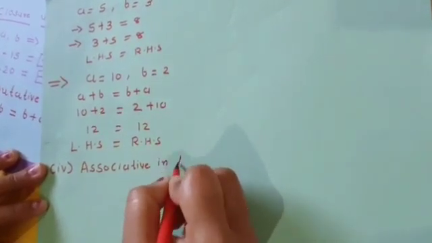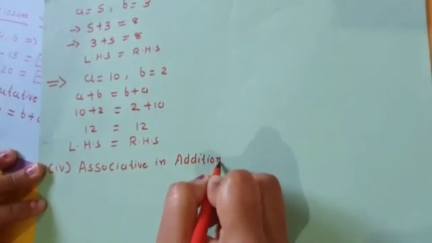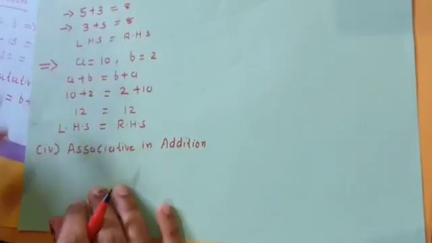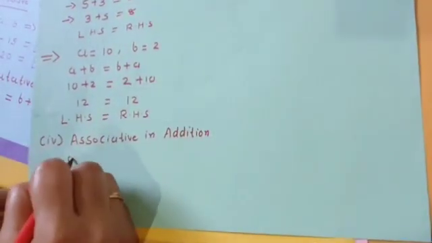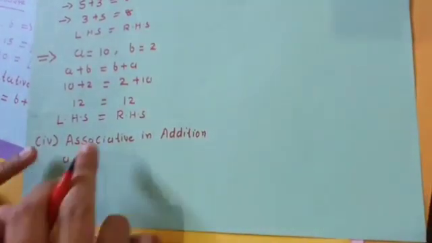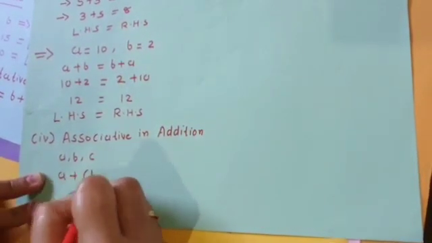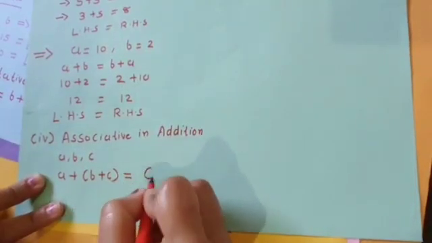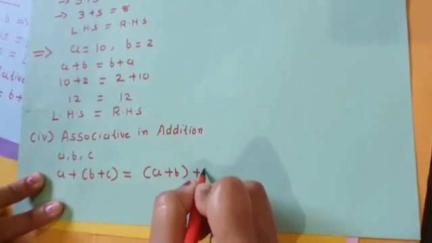In addition, in the previous property there were only two terms, A and B. Here we will introduce another one, that is C. A, B and C. So the statement for this property is A plus (B plus C) is equal to (A plus B) plus C.